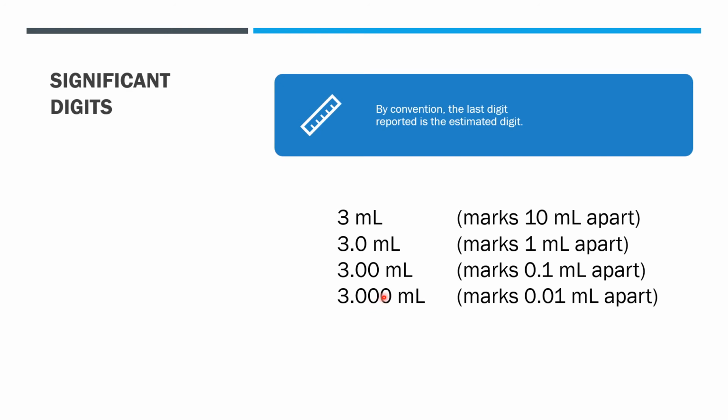So another way to look at this is if they estimated out to the thousandths, the marks must have been out to the hundredths. If they estimated out to the hundredths, the marks must have been out to the tenth. If they estimated out to the tenth, the marks must have been out to the nearest milliliter. If they estimated out to the nearest milliliter, the marks must have been 10 milliliters apart.